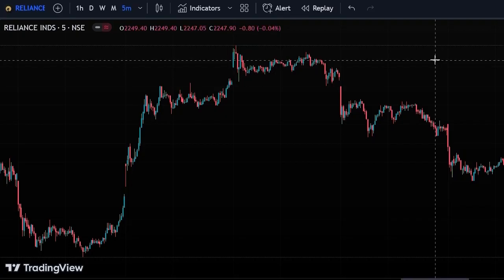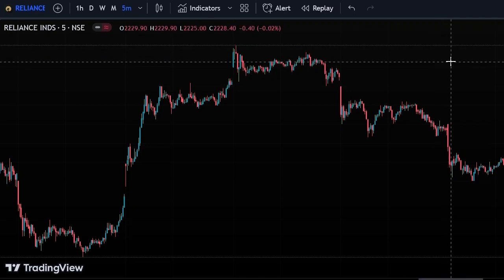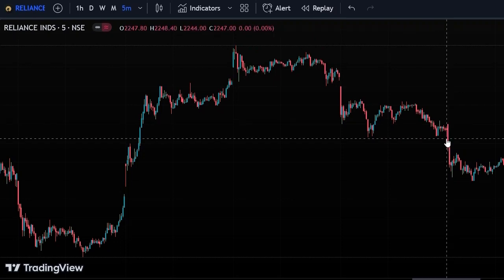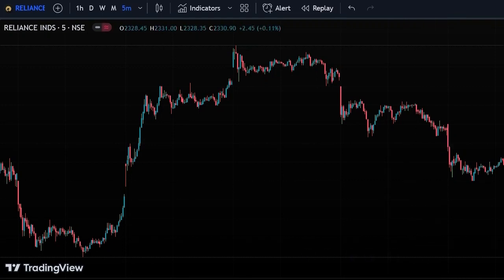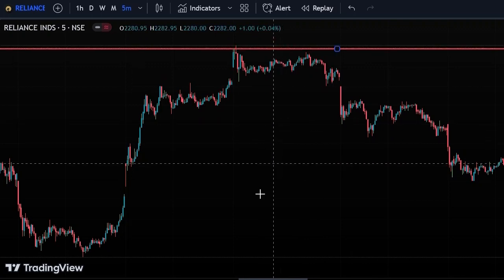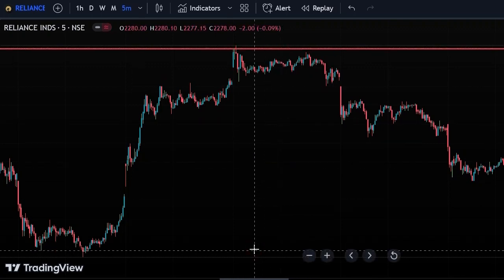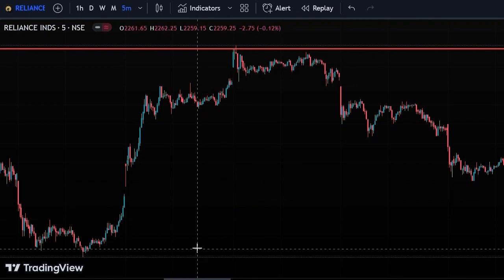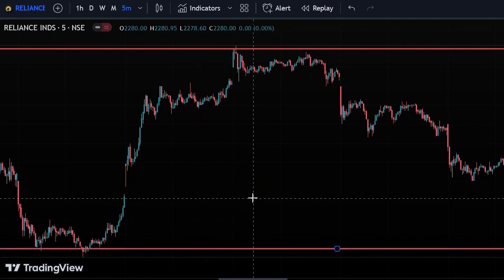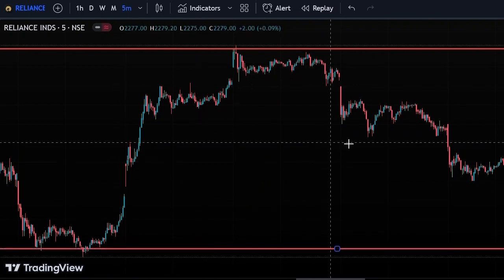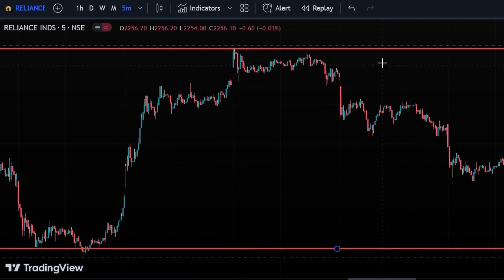If we talk about traditional support and resistance, they are mainly made on horizontal levels. According to the charts, we draw resistance on the peak of the chart and we draw support at the bottom of the chart, and we expect that in the future chart the price will surely bounce from the resistance or the support levels. Let's check this particular chart.